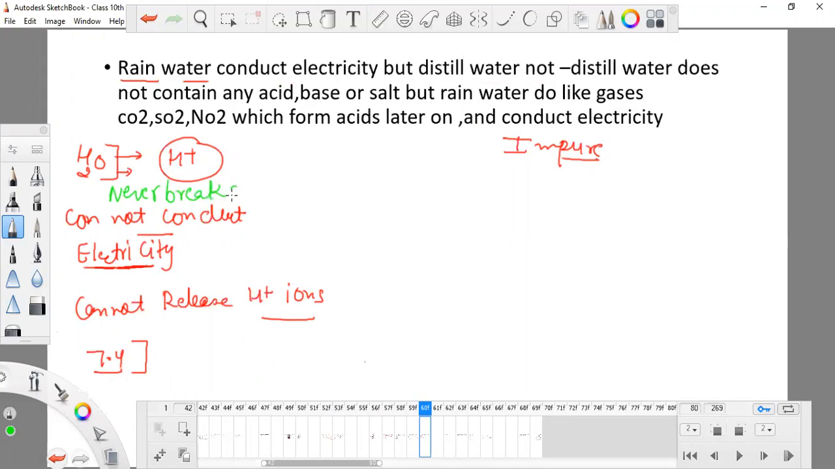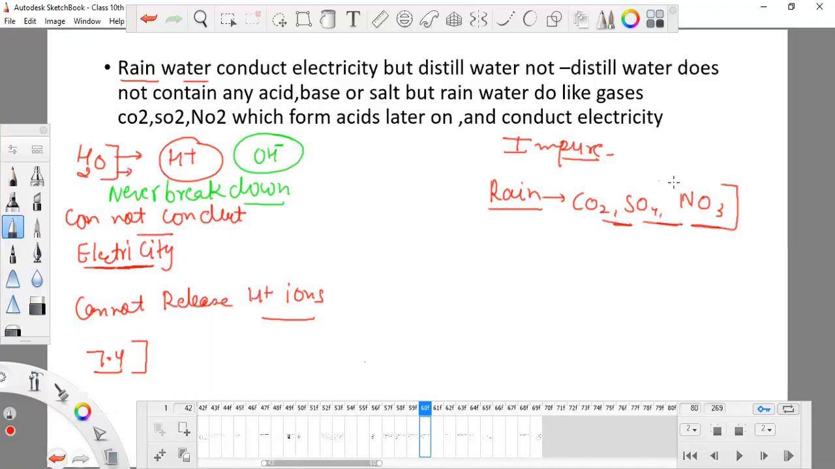it will never break down into H plus and OH minus. It will never break down on its own, so it will never conduct electricity. But impure water contains minerals, that's why it can conduct electricity. And rainwater is composed of carbon dioxide, SO4, NO3, so many gases and chemicals.